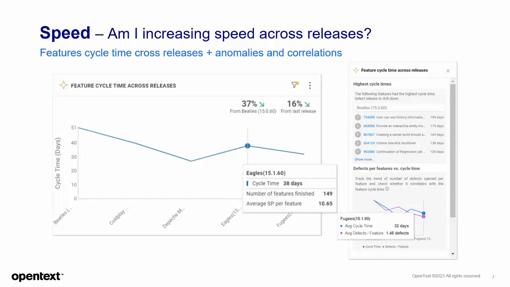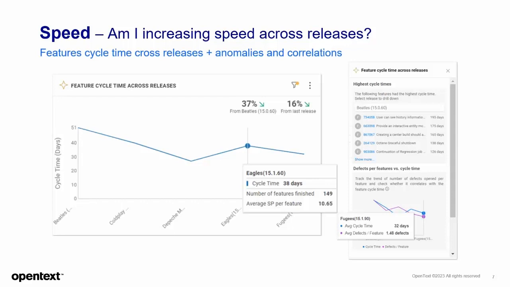Now, the interesting thing, though, is when we are selecting this widget, you'll notice on the right-hand side, this is where we start getting our insights. That is where we see that little star symbol I was just talking about. So here, first of all, we can see a list of the features with the highest cycle times.